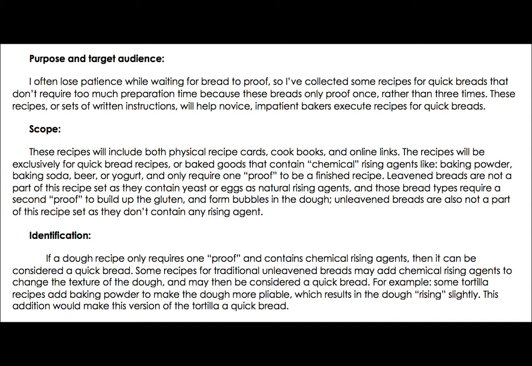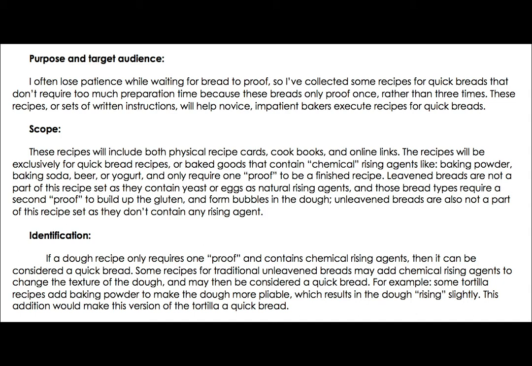So leavened breads are not part of this recipe because they contain yeast or eggs, so those are natural rising ingredients. And then those bread types require a 2nd or even 3rd proof sometimes to build up the gluten and then form the bubbles in the dough. So another omission from my scope is leavened breads because they don't contain rising agents. And a way that you can identify whether or not a dough recipe is for a quick bread or not is whether or not the dough recipe contains chemical rising agents, then it can be considered a quick bread.